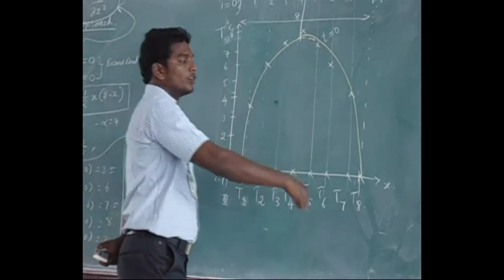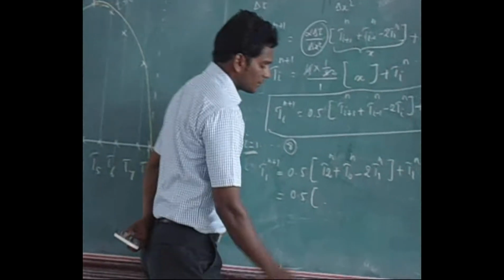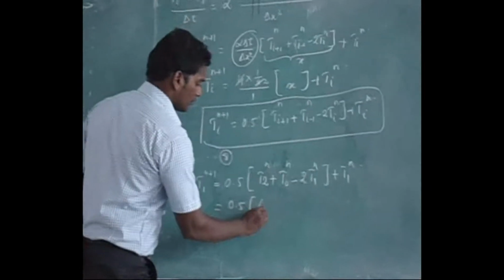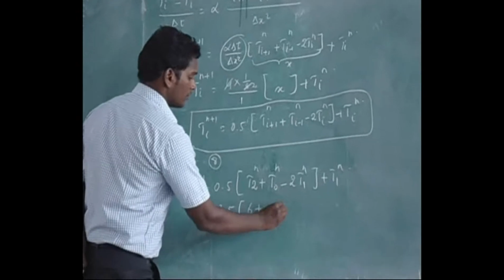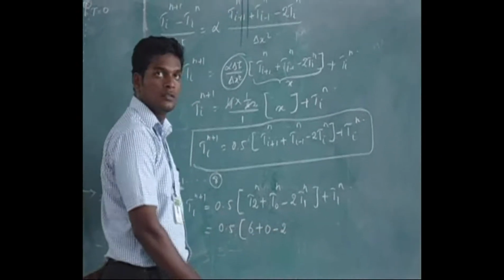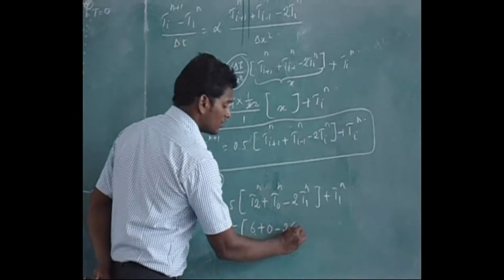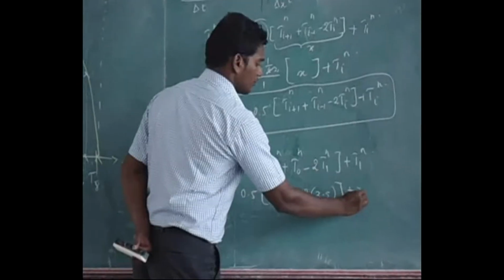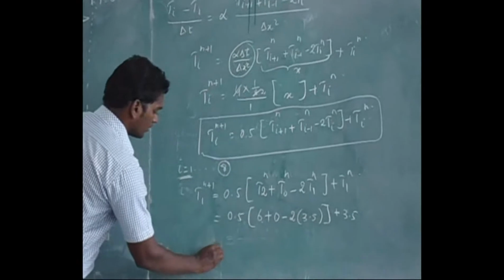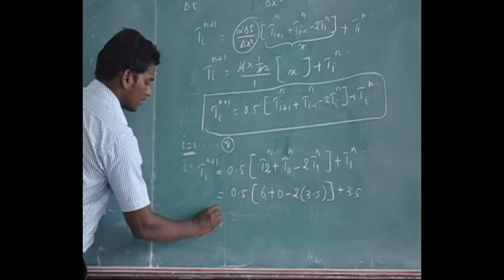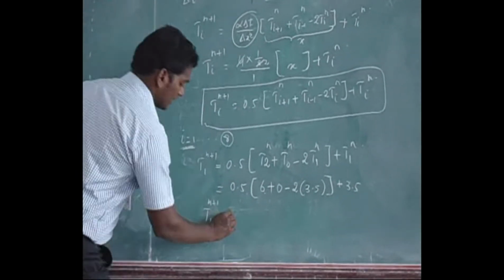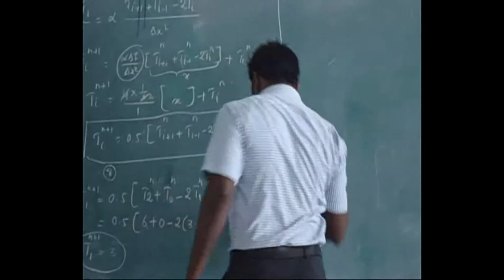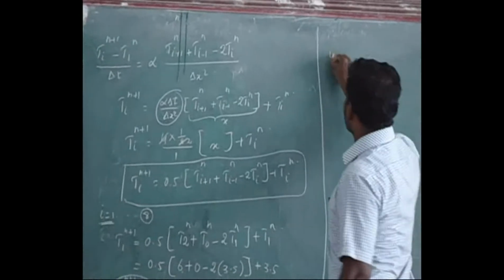Now substitute all the values into here. What happened? T2 is 6.6, T0 is 0, 2 T1 is 2 into 3.5, 3.5 plus 3.5. So it would be temperature 1 at n plus 1, 3. Okay. And similarly you can continue when i equal to 2.